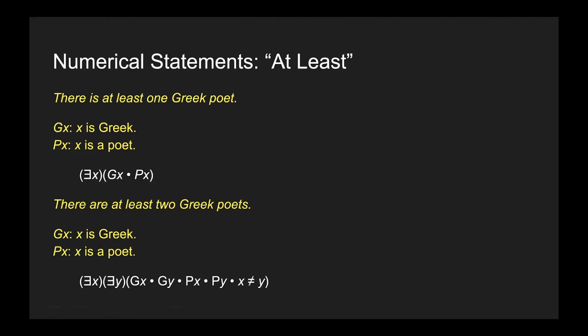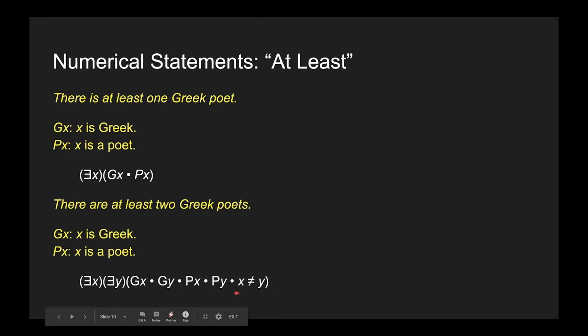The next example says there are at least two Greek poets. Now, what's interesting about at least statements compared to the previous slide about at most statements is that this statement here does commit you to the existence of something. The second statement on the screen, there are at least two Greek poets, says there have to exist at least two things. They're both Greek poets. So there exists something, some X, there exists some Y down here, such that what? X has to be Greek and Y has to be Greek. X has to be a poet and Y has to be a poet. And X is not identical to Y.